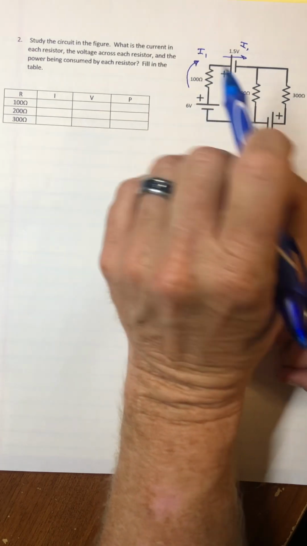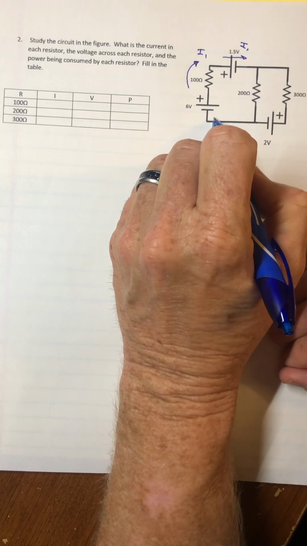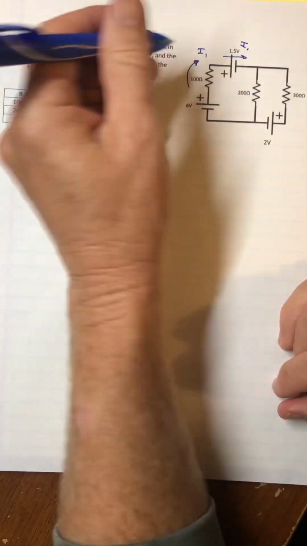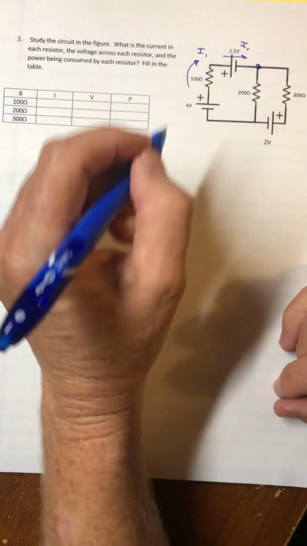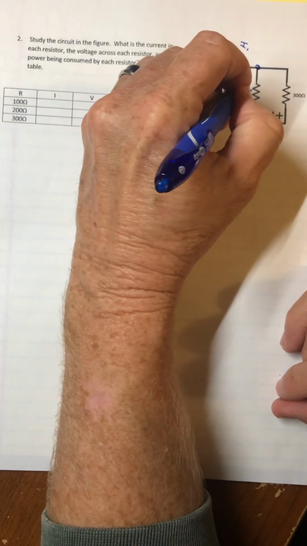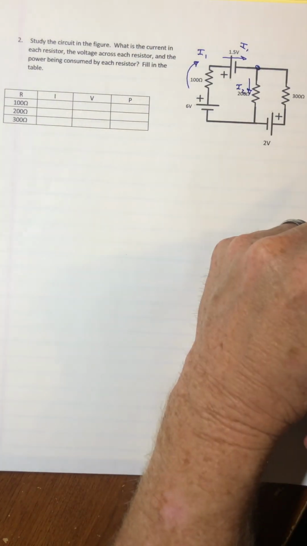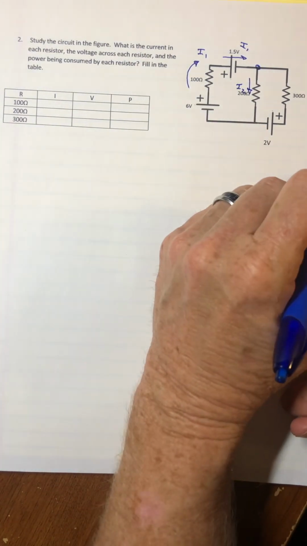And I'm pretty confident in that one, because if it was the other way around, this one would have to battle through and lose that and still be stronger than 6. So it couldn't do that. So I know this one's going to be right. Now it hits this node, and again, I'm pretty confident that there's nothing to battle against. Current number 2 is going to go through that resistor.